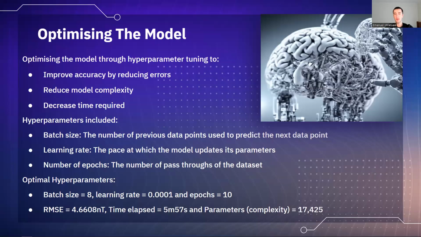After trials, the best accuracy for the single LSTM was obtained using a batch size of 8, a learning rate of 0.0001, and 10 epochs. This configuration resulted in a model that fit the data in 357 seconds with 17,425 parameters, resulting in a moderately complex model and an RMSE value of 4.66. This low RMSE value indicates that the model's predictions are, on average, very close to the actual values.